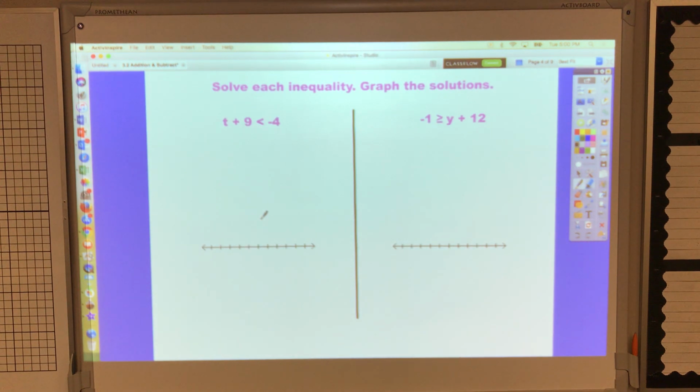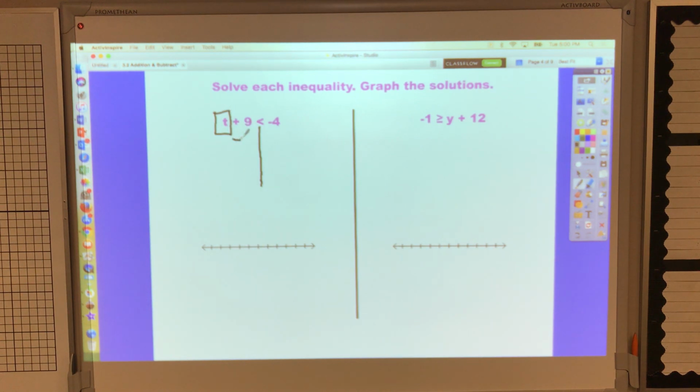All right, so let's solve some. Solve each inequality and graph the solution. Okay, just like we did for equations, I'm going to draw a line down from this symbol. Okay, so I have t plus 9 is less than -4. My goal is to get t by itself.